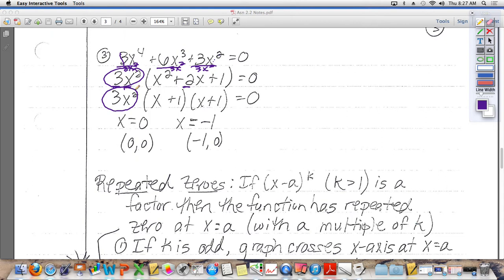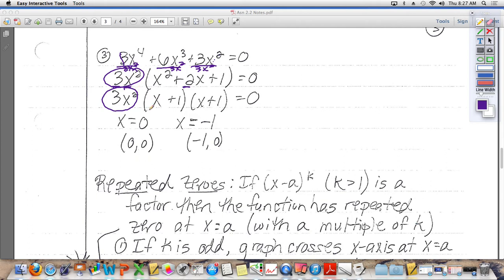And then this has to be factored. X squared plus 2x plus 1. You are looking for two numbers that multiply to give you a positive 1, and when you add them together, they get you a positive 2. That would be x plus 1 and x plus 1. Are you with me here? All right, so we have 3x squared, x plus 1, x plus 1.